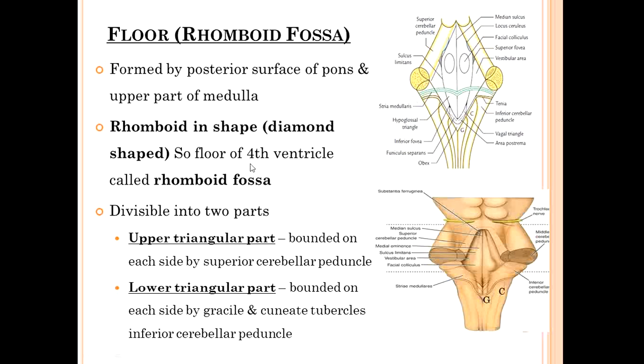So that is why the floor of the fourth ventricle is known as rhomboid fossa. It is divisible into two parts. This is the upper triangular part and below is the lower triangular part. It is bounded on each side by the superior cerebellar peduncle, and the lower triangular part is bounded by the inferior cerebellar peduncle and the gracile and cuneate tubercle.